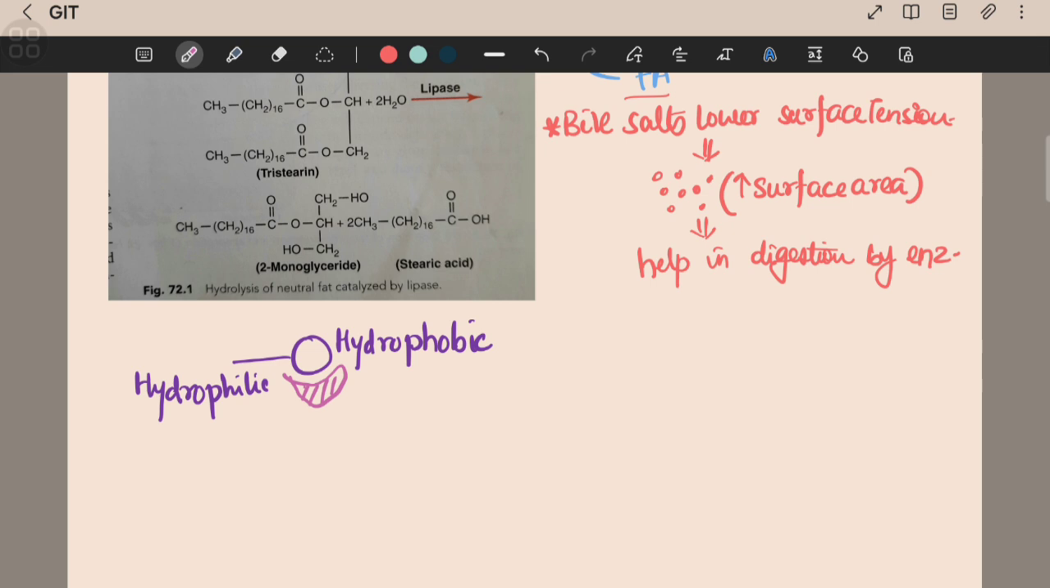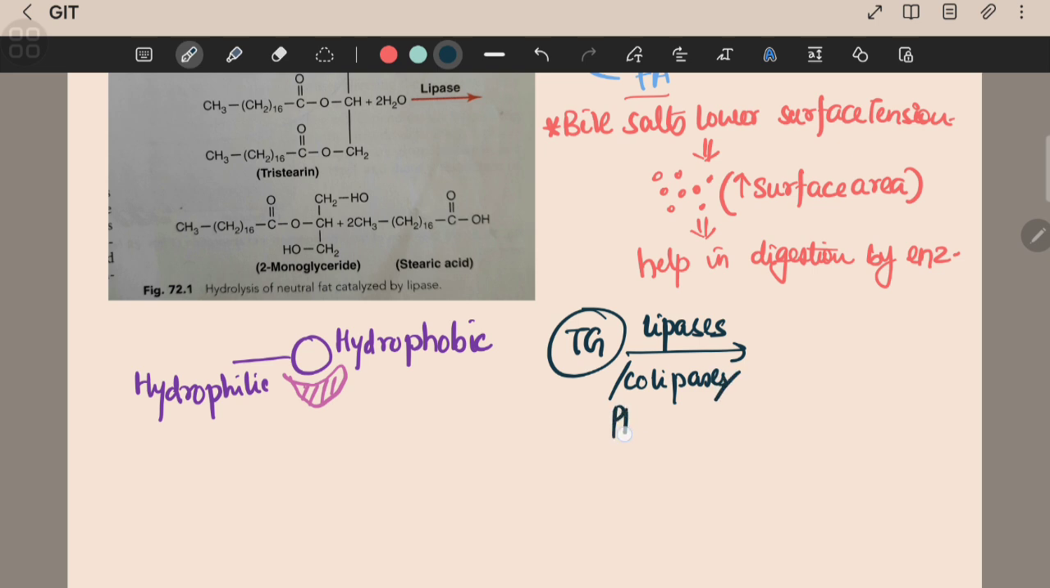The surface area available to the lipases is increased with the help of these lipases, co-lipases and phospholipases. These triglycerides will be broken down into diacyl glycerol, monoacyl glycerol and fatty acids. The process happens like this: the triglycerides are acted upon by lipases, or there can be co-lipases, or phospholipases. First triacyl glycerol is broken down to diacyl glycerol, then to monoacyl glycerol, and finally to glycerol plus fatty acid.